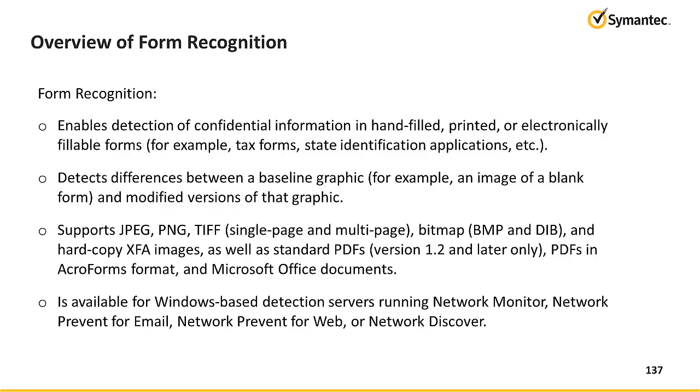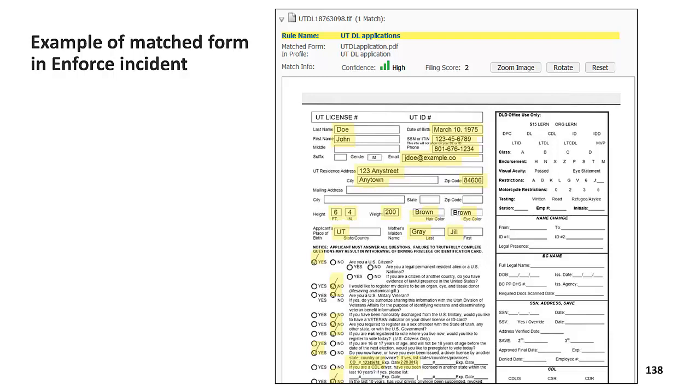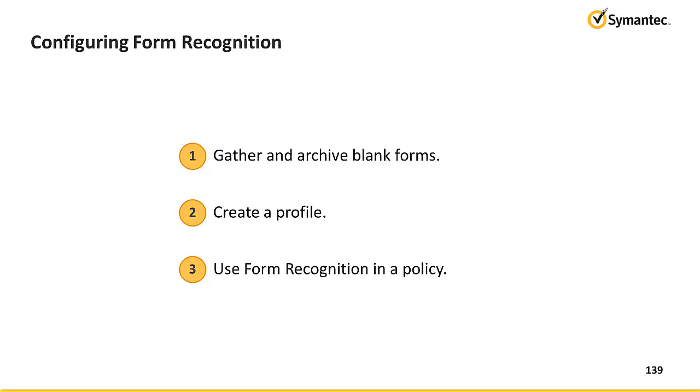Form recognition is available for Network Monitor, Network Prevent for email, Network Prevent for web, and Network Discover on detection servers. It is not available for Endpoint Discover, Endpoint Prevent, or any cloud detectors. This figure shown here provides an example of how a form recognition incident is captured and then displayed in the Enforce Administration console.